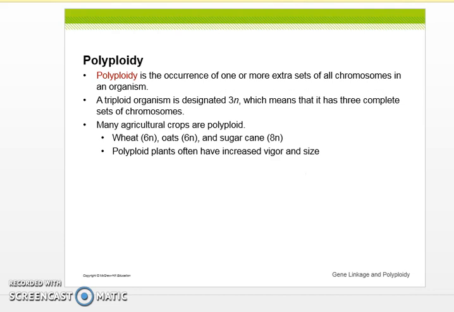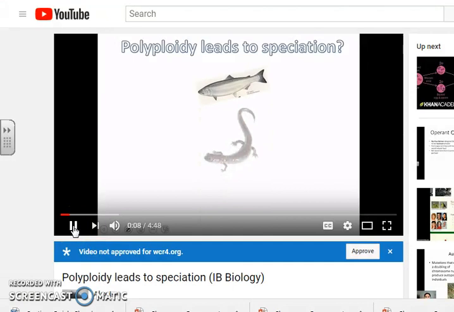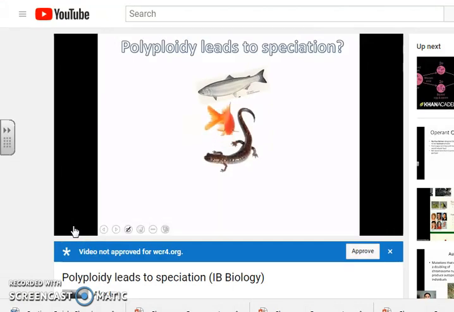So polyploidy is the occurrence of one or more extra sets of all chromosomes in an organism. A triploid organism is designated 3n, which means that it has 3 complete sets of chromosomes. So when does that happen? Well, many agricultural crops are polyploid: wheat, oats, and sugarcane. Polyploid plants often have increased vigor as well as size. But we're just adding a little bit more to it with the new syllabus as well too.